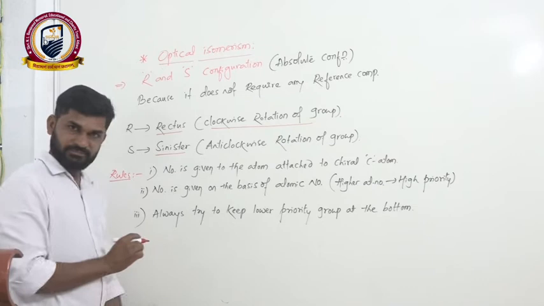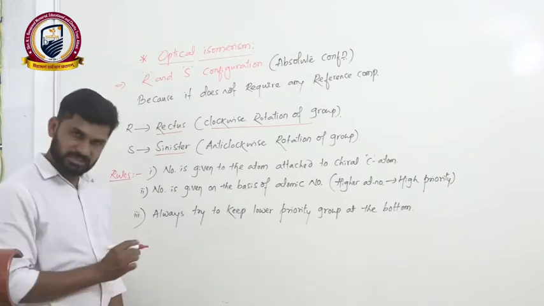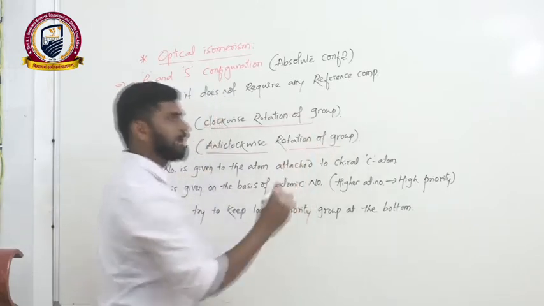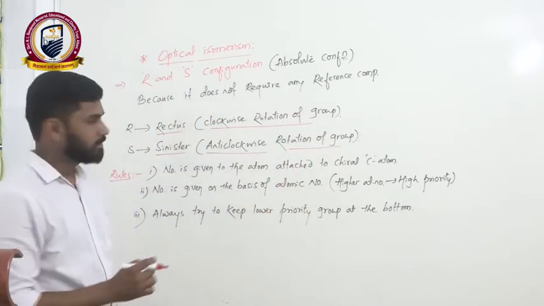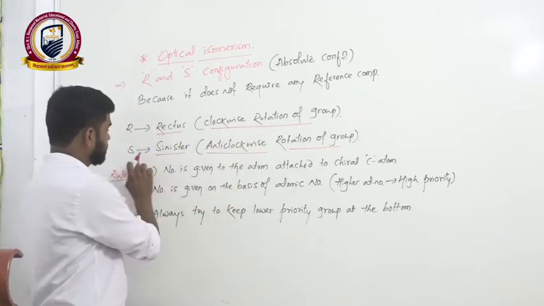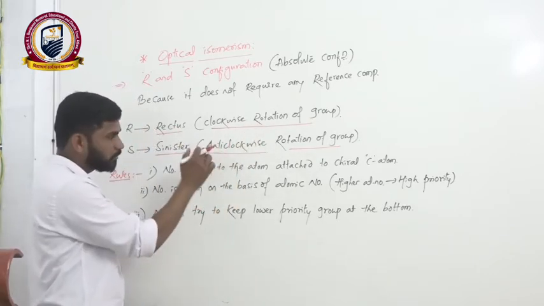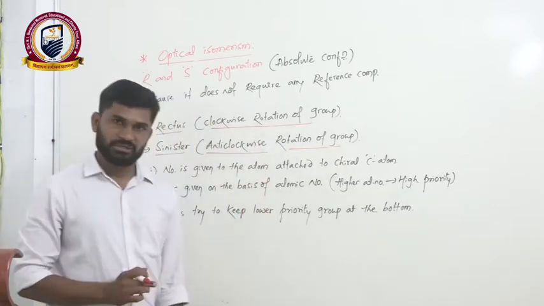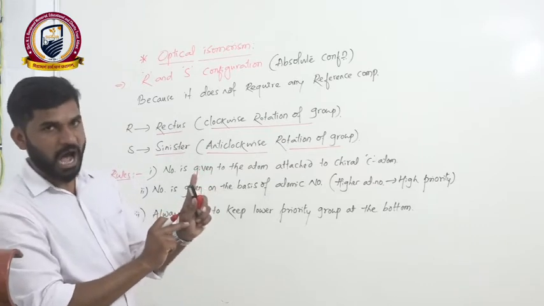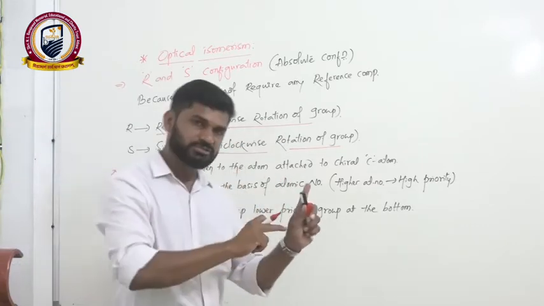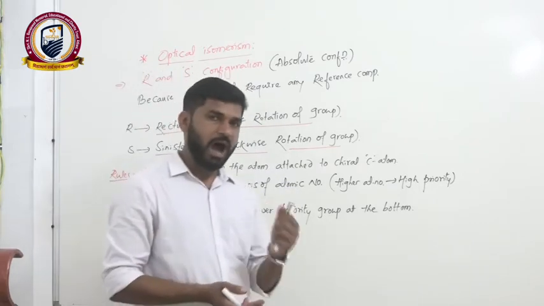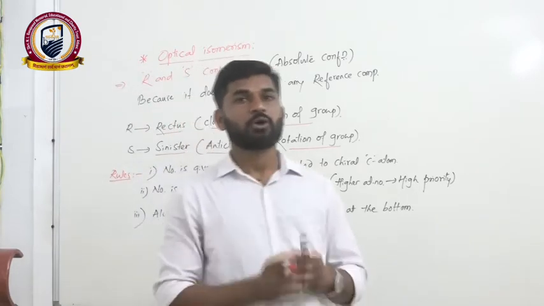S indicates sinister, which means an anti-clockwise rotation of atoms or groups. So R is rectus, nothing but clockwise rotation, and S is sinister, nothing but anti-clockwise rotation. A clockwise rotation is called R configuration, and an anti-clockwise rotation is called S configuration. So how do we assign R and S configuration to the given compound?